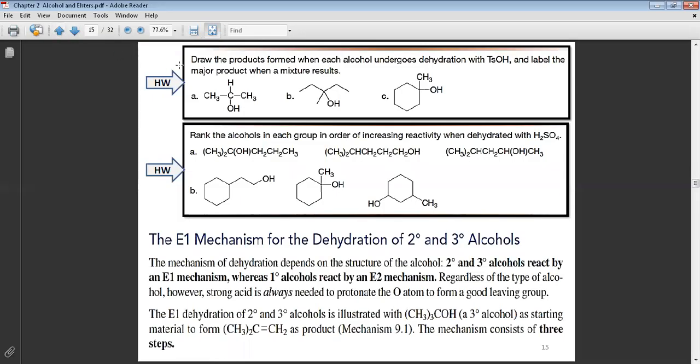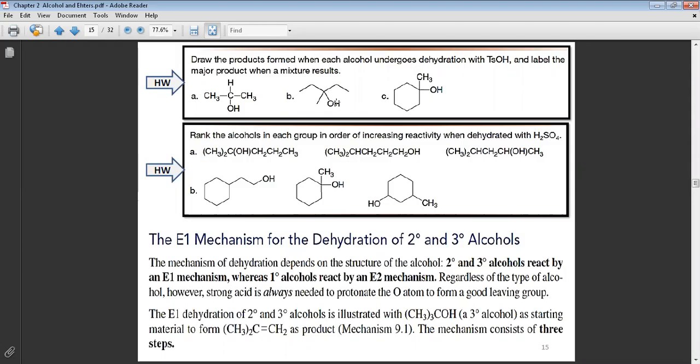Now, here, draw the product formed when each alcohol undergoes dehydration with a strong acid, and label which is the major and minor product. Okay, now take this. How many different carbons do we have? That means if you remove this hydrogen or this hydrogen, there is no difference.